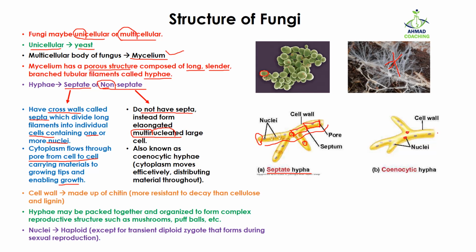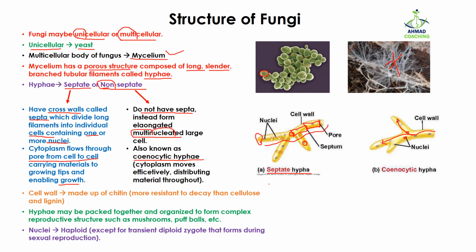This type of hyphae is also known as coenocytic hyphae because in this hyphae the cytoplasm can move effectively, distributing the material throughout. It means that cytoplasm can move from here to here as well as to this part freely and doesn't need to cross some pores or some cell wall.